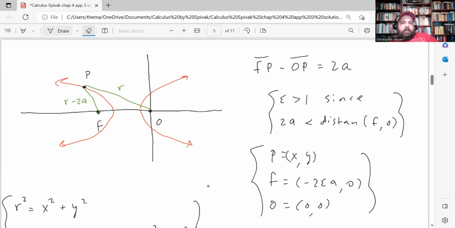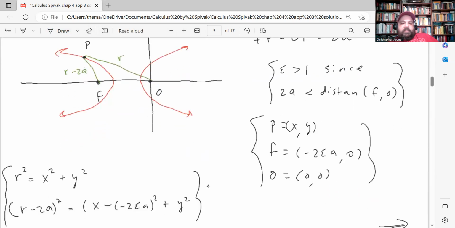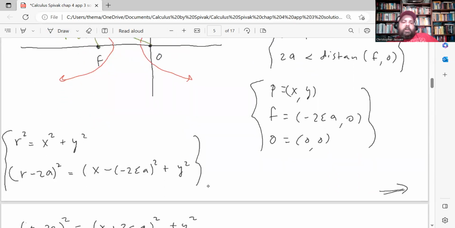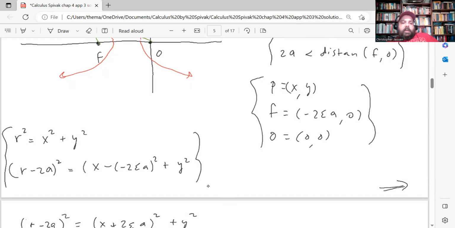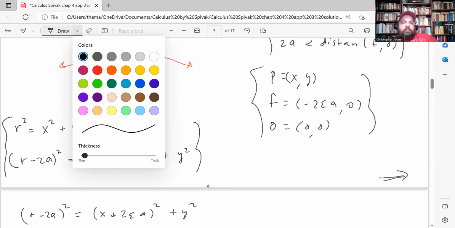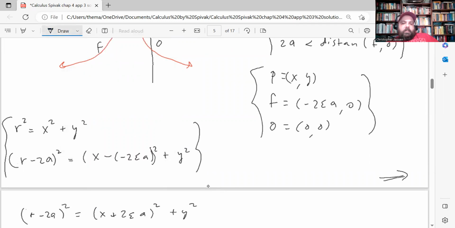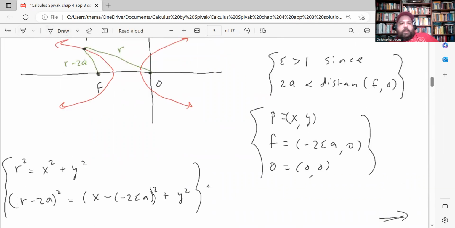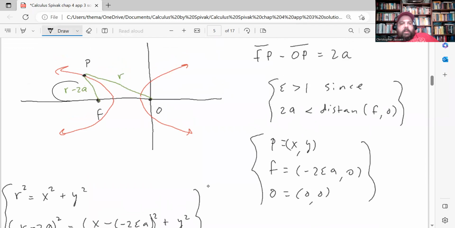Right, and then we can find formulas for those distances using the distance formula. r squared is x squared plus y squared, and r minus 2a squared is equal to x minus, in parentheses, minus 2 epsilon a, all squared, plus y squared. There should be an extra parenthesis here. We know that this distance here, by the way, is r minus 2a because of this fact here. So, just scroll down.